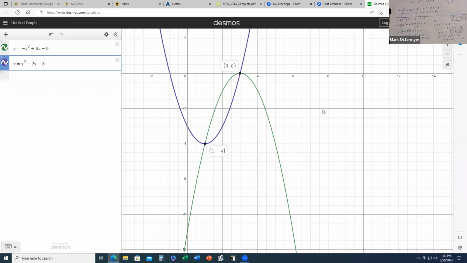And ladies and gentlemen, we have solved this system correctly. Those are your points of intersection. Notice the purple graph is the parabola that opens upwards because we have positive 1 in front of x squared. The green graph is the parabola that opens downwards because we have negative 1 in front of x squared for that equation. All right, so that one is now done.